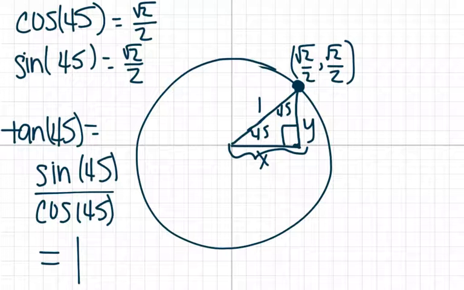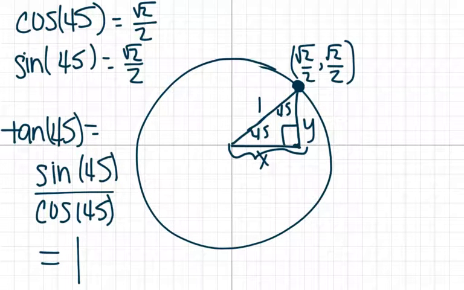Now, since our trig functions here are ratios, it didn't really matter that our radius was 1 for us to get that our cosine of 45 was root 2 over 2. So no matter how big your triangle is, you're going to get that your cosine of 45 degrees is root 2 over 2. The sine of 45 degrees is always going to be root 2 over 2, and the tangent of 45 degrees is always going to be 1.